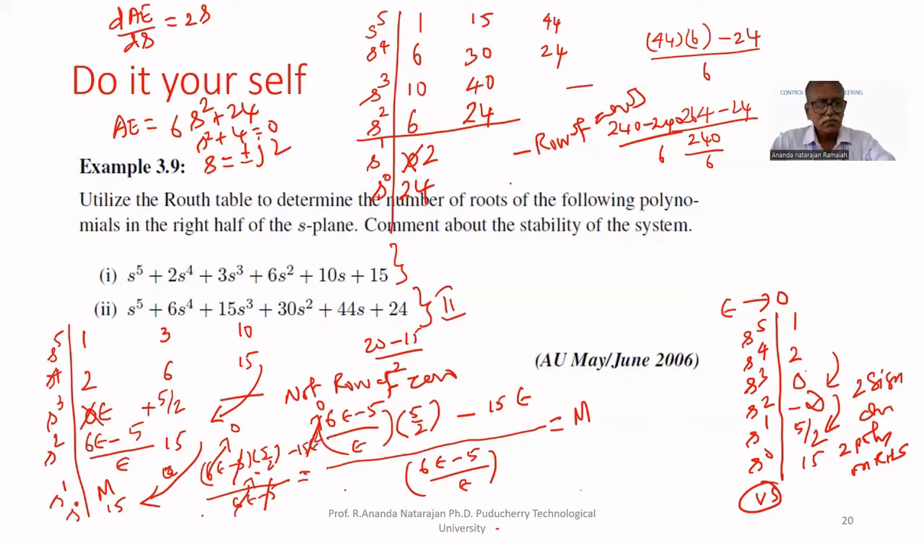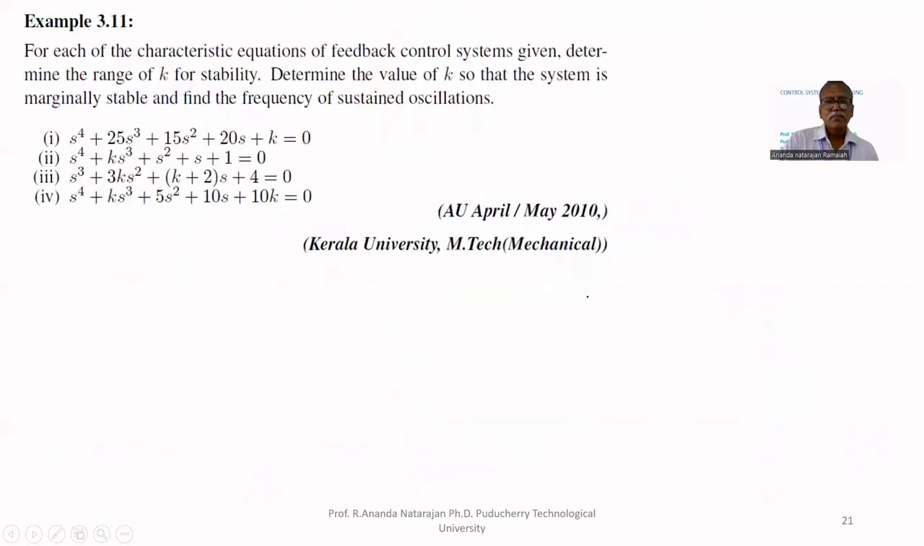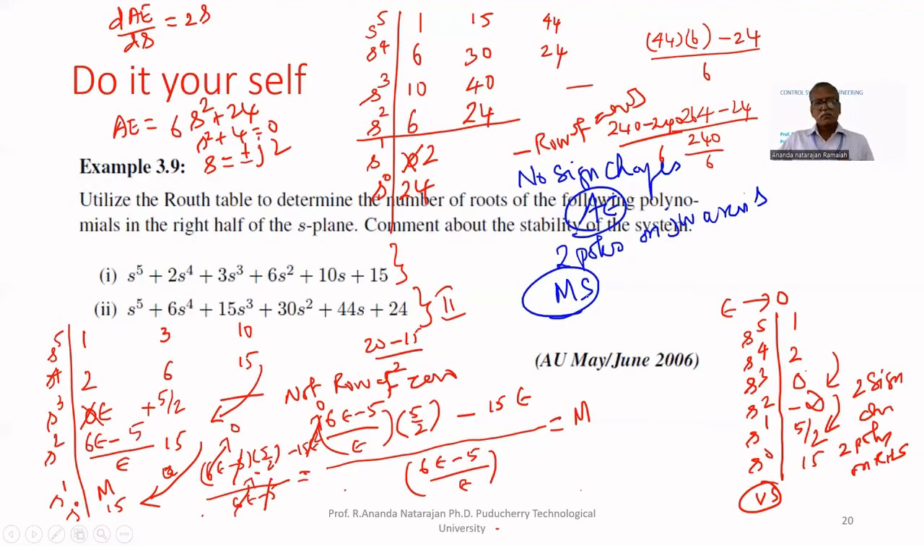No sign change. But auxiliary equation is there. That's why we have to check the auxiliary equation. Auxiliary equation has two poles on the j omega axis, not repeated poles, only two poles on the j omega axis. Therefore, what about stability? Marginally stable.